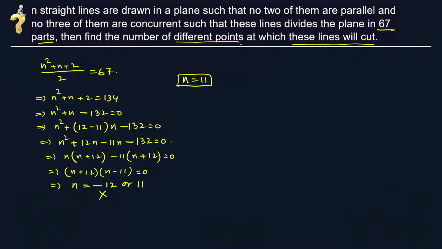Now read the question. Find the number of different points at which these lines will cut. We have 11 lines. So how many points of intersection will there be? It will be nothing but 11C2. We have done this a lot of times. So 11C2 actually represents the number of ways of selecting two straight lines. And two straight lines will always intersect at one point. So the number of points of intersection from these 11 lines is 11C2 only. So that gives us 11 into 10 divided by 2, which gives us 55, and that will be your answer.